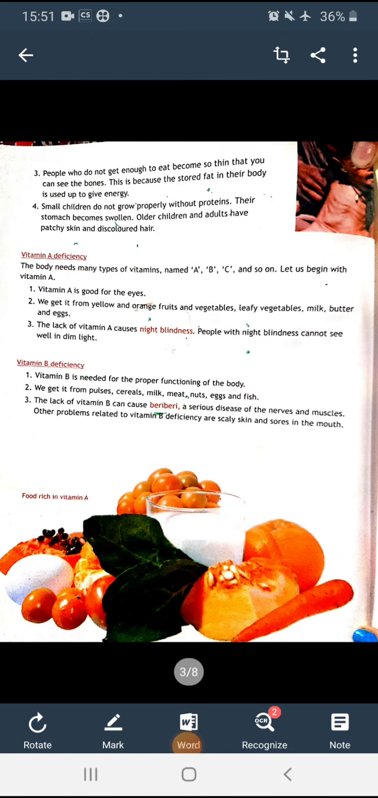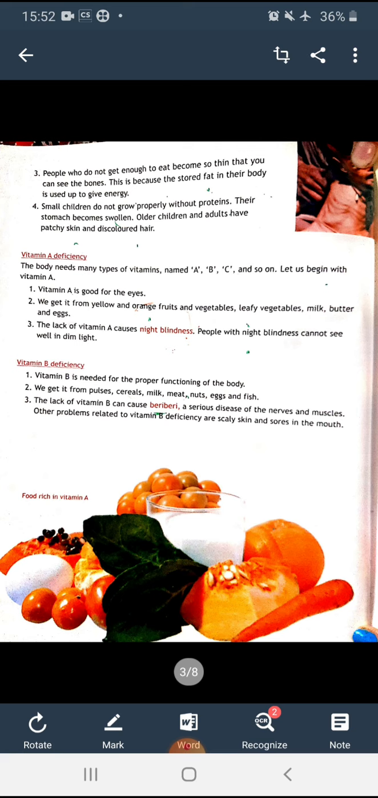People who do not get enough to eat become so thin that you can see the bones. This is because the stored fat in their body is already used up to give energy, and they are not taking in more nutrients, so the body becomes very thin. And some children do not grow properly because they lack nutrients. Their stomach becomes swollen. Older children and adults have patchy skin and discolored hair.